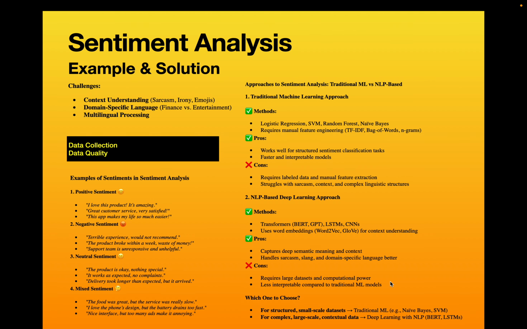So for traditional ML, I will say if your data is clean and your data quality is super good, then traditional ML can be a good fit. But if you are looking at a large data set with high variety or complex patterns, then I think the traditional machine learning approach can't work. Then we need to move to the other approach, which is the NLP approach.